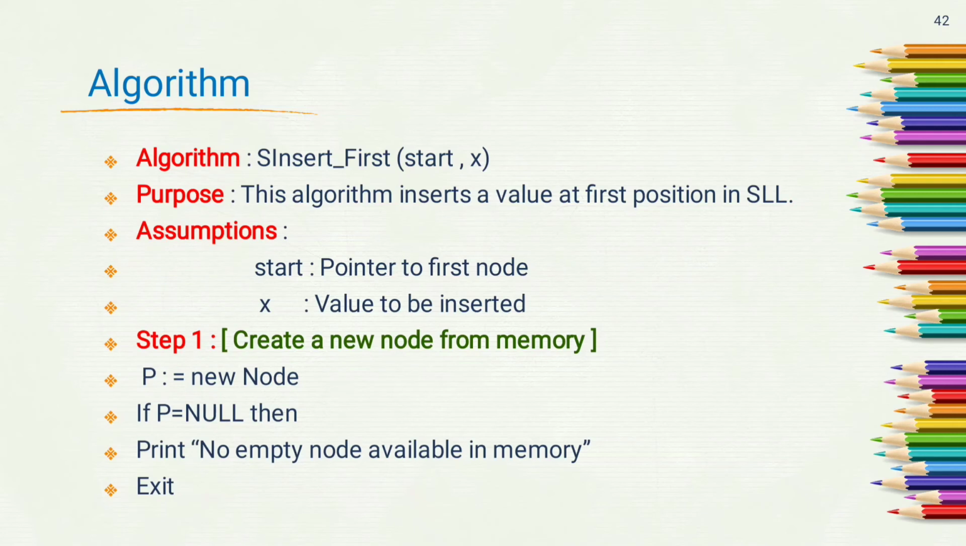So to create a node at runtime, as dynamic memory allocation is used in a linked list, we have to use the new operator. So we have to write p equals to new node. If an empty node is available in memory, then p will contain the address of that node, and if an empty node is not available in memory, p will contain the value null. So if the value of p equals to null, we have to display a message that no empty node is available in memory. For that I have written print "no empty node available in memory" in double quotes and exit. We cannot perform step 2 in this case.